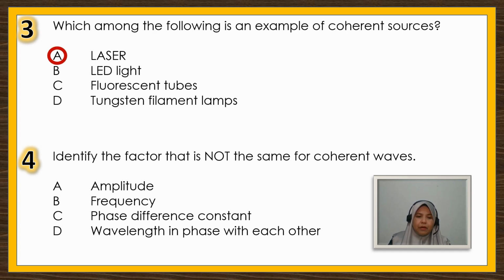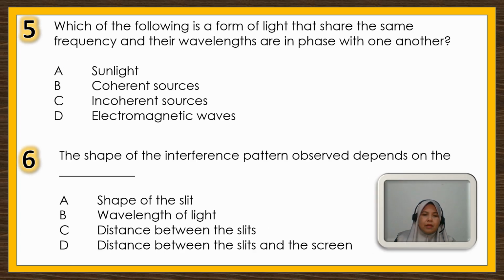For question number 4, identify the factor that is not the same for coherent waves. The factor that is not the same for two coherent waves is the amplitude. The rest is supposed to be the same. Question number 5, which of the following is a form of light that shares the same frequency and whose wavelengths are in phase with one another? This is about the definition of coherent sources. So the best answer is B.